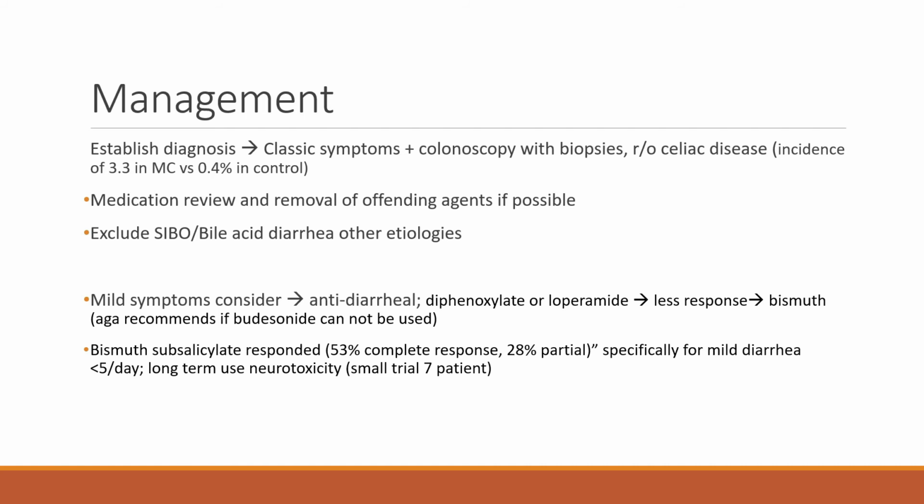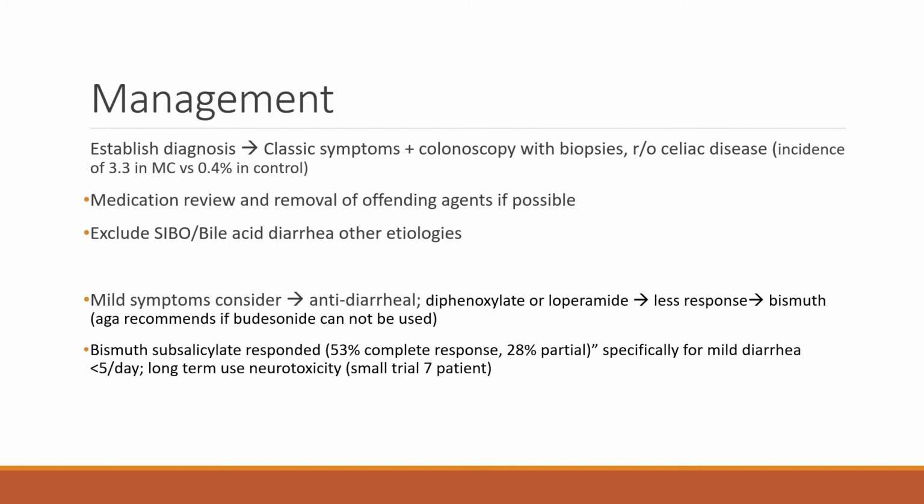Now, management involves first establishing the diagnosis, generally with classic symptoms and colonoscopy. You always rule out celiac disease in these patients because there is an incidence of 3 to 4% in microscopic colitis compared to 0.4 to 1% in controls. And this study was done in England at Leeds University. You always review medications and remove offending agents if possible. Then you exclude SIBO or bile acid diarrhea, just to make sure these are not the factors causing the diarrhea.